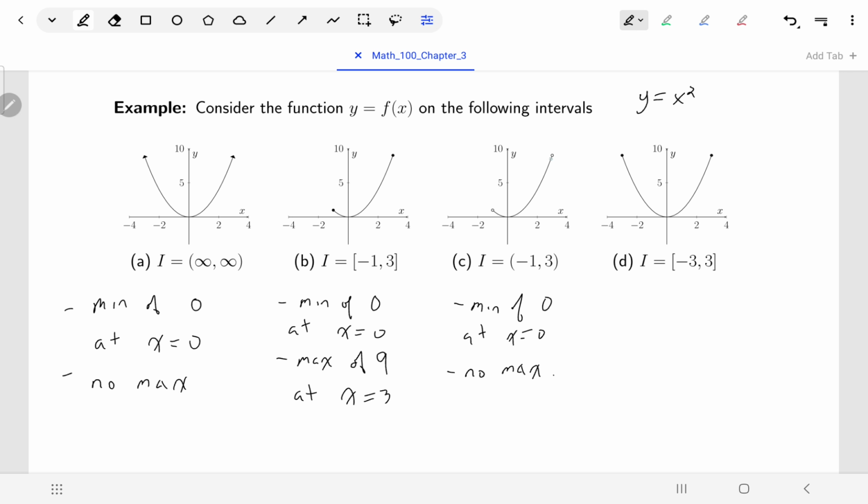If we're looking at this one now, going from -3 to 3, and this is closed brackets, so we're including both endpoints. As always, as we've had for all of these, we've had a minimum of 0 at x equals 0. And in this case, we'll have the maximum value of 9 showing up in 2 places.